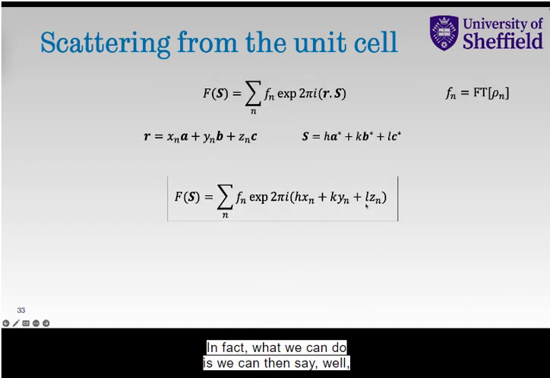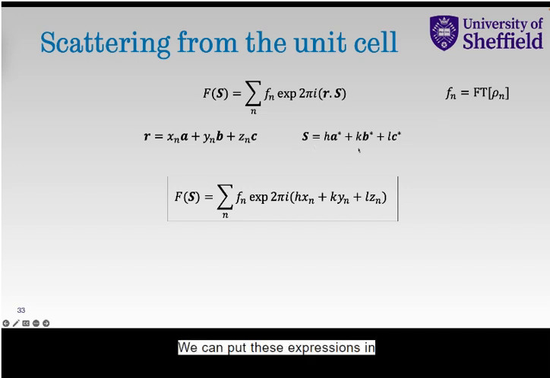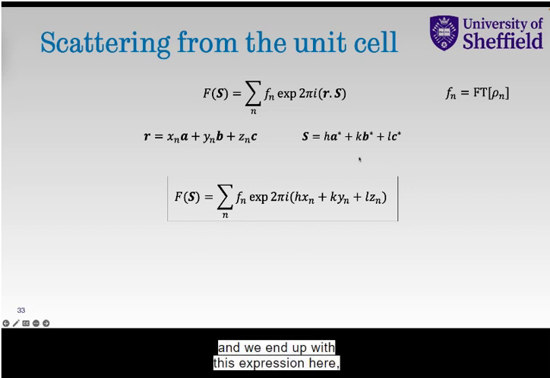In fact, we know that r we could write as a series of coordinates within the unit cell defined by the lattice vectors a, b, and c, where x, y, and z here are atomic coordinates, so fractional coordinates defining the position within the unit cell. And s, we know, is our scattering vector defined by our hkl here. And so we could put these expressions in here and do the dot product, and again the cross terms cancel, and so we end up with this expression here, the structure factor equation given by this.